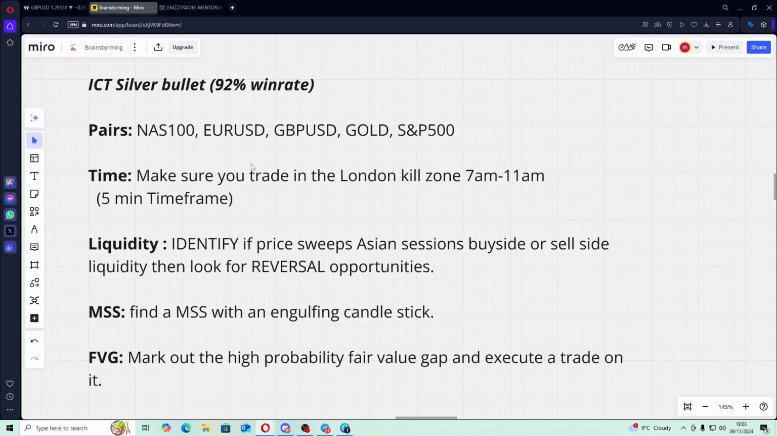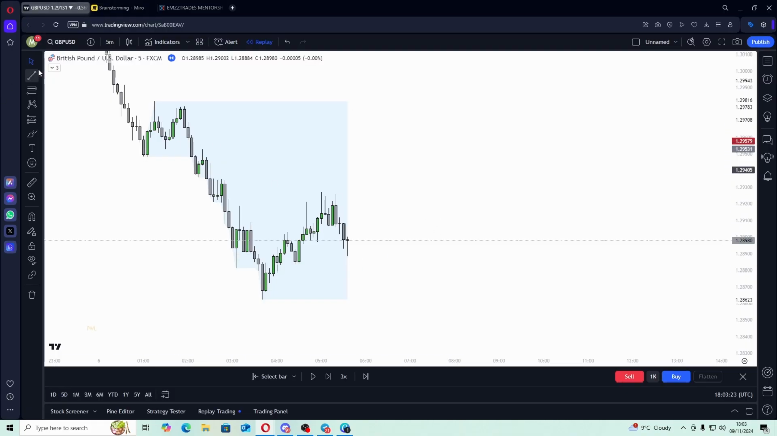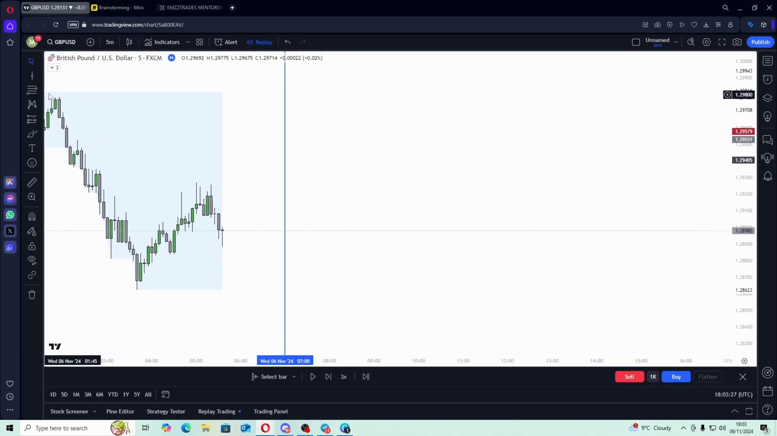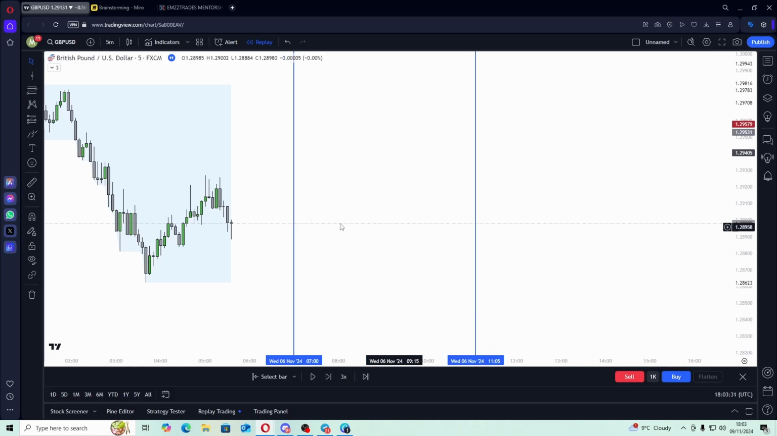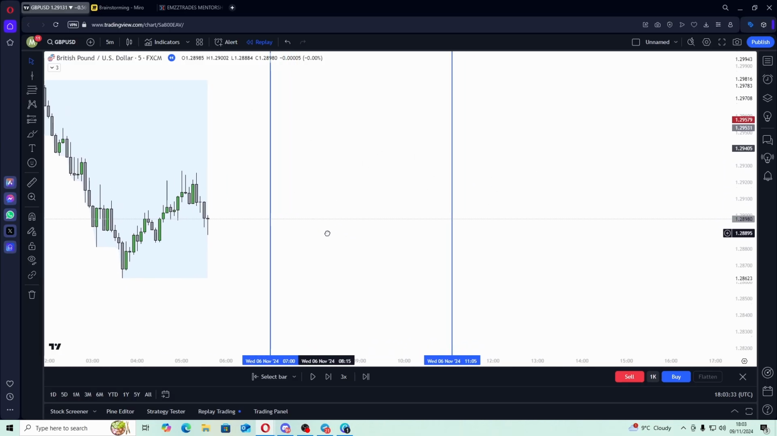Make sure you're within the 7 to 11 a.m. London kill zone. I'm going to be marking it out right now. So you have our 7 until 11 right here. This is going to be the optimal time we need to actually take the trade within, but it doesn't really matter as much if you take it before this time, but you can't take it after this time.